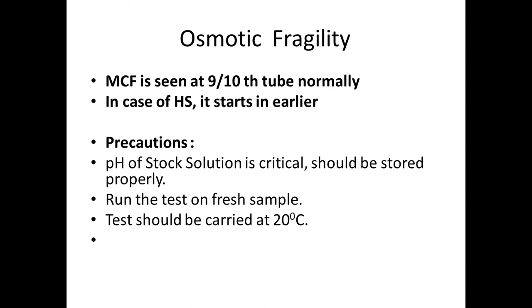So these were the important tests to identify anemia. One was bone marrow examination. The second we saw was the sickling test to identify sickle cell disease, and the third was the osmotic fragility test to look for increased fragility of RBCs.